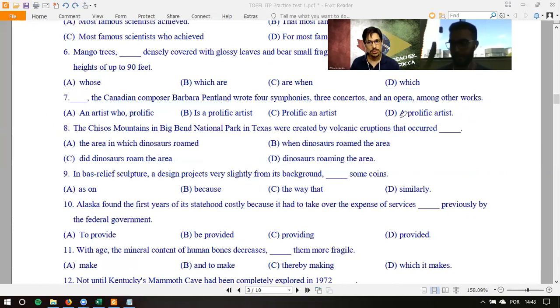Check if you understand. Try reading with letter D. "A prolific artist, the Canadian composer Barbara wrote 4 symphonies." Yes. Is it clear for you? Excellent. It's because letter A and letter B were confusing. No problem, dude. It's all about practice.